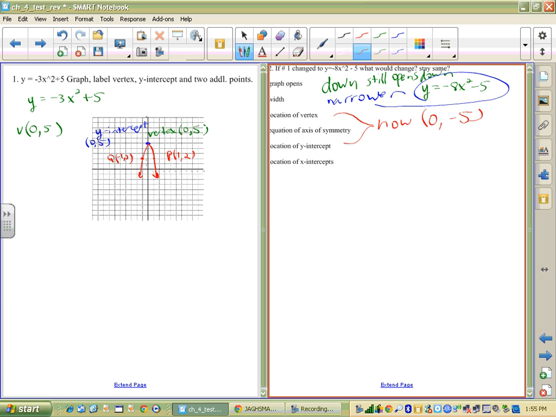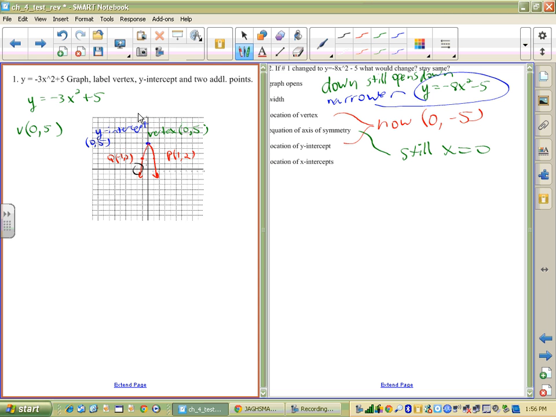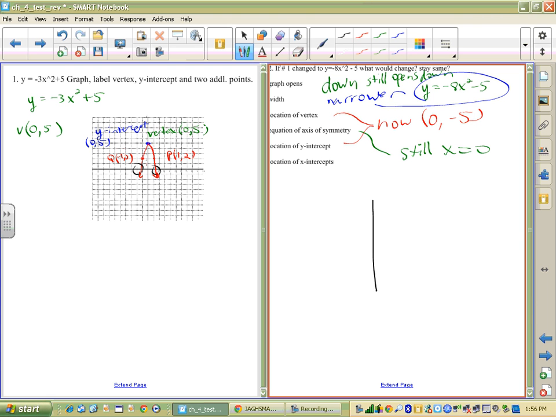What about the equation for the axis of symmetry? It will remain the same. The equation for the axis of symmetry is going to be x equals 0. It stays the same. What about the x-intercepts? This first function had an x-intercept here and here, right? The second one, if you picture it, won't have any. It's going to be down here. The other one had some of them, but this one won't have any.